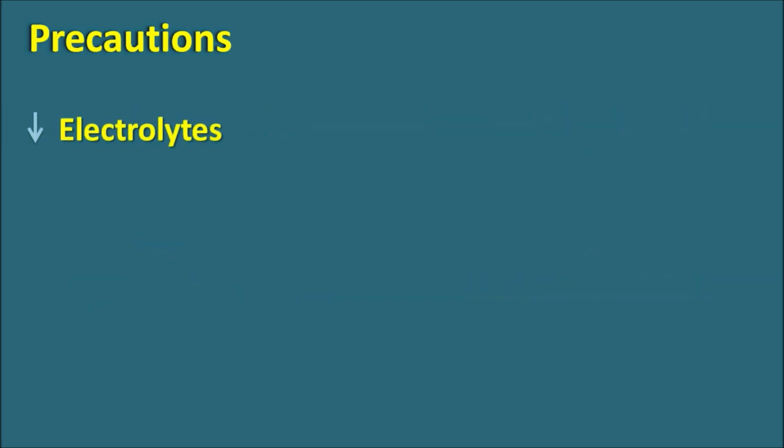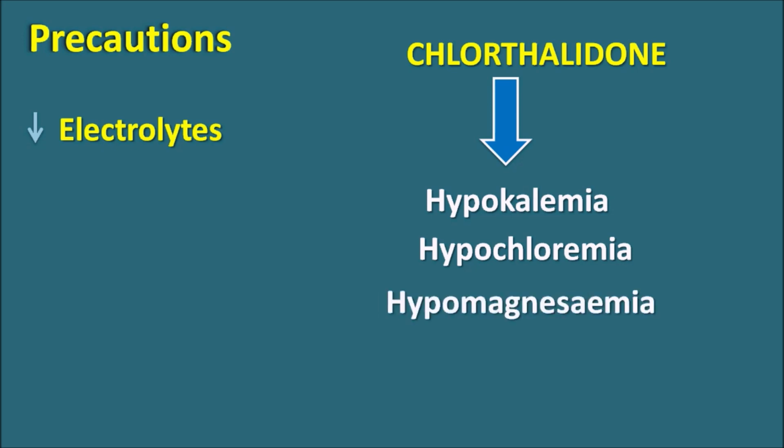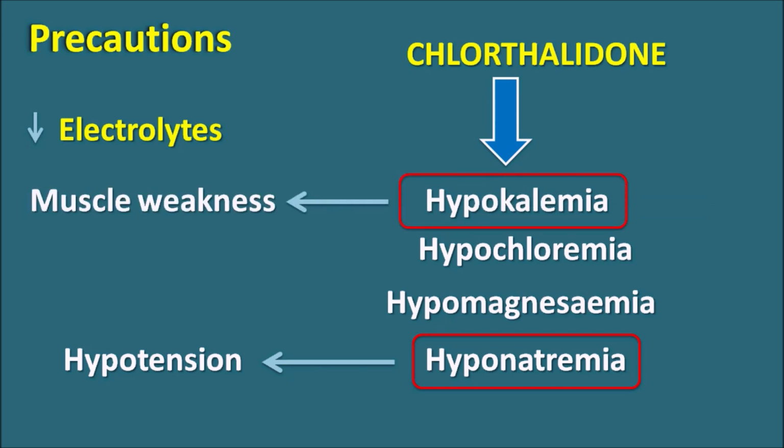And another important precaution is the decrease in the electrolyte levels. Chlorthalidone can produce electrolyte imbalances, such as hypokalemia, hypochloremia, hypomagnesemia, and hyponatremia. Already we have discussed all these. And here hyponatremia is one of the conditions which may produce hypotension as the side effect. And hypokalemia may result in symptoms like muscle weakness, fatigue, and even cardiac abnormalities like arrhythmias can be precipitated.